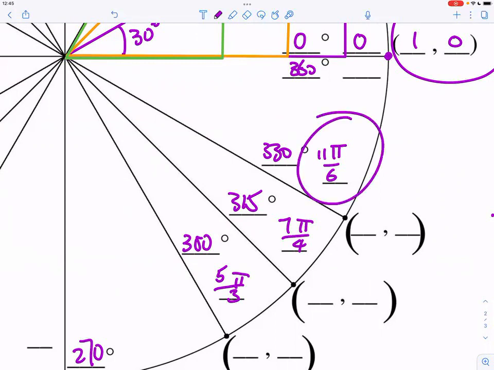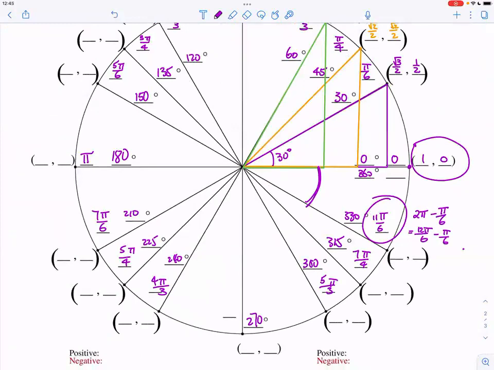How did you get this? Well, this angle is 30 degrees, right? Which is pi over 6. And to go in the negative direction, right? So it's thinking about 2 pi minus pi over 6. And once you get the common denominator, 2 pi becomes 12 pi over 6. That's the reason why it's 11 pi over 6. Okay? So we'll get into that in more detail later on.